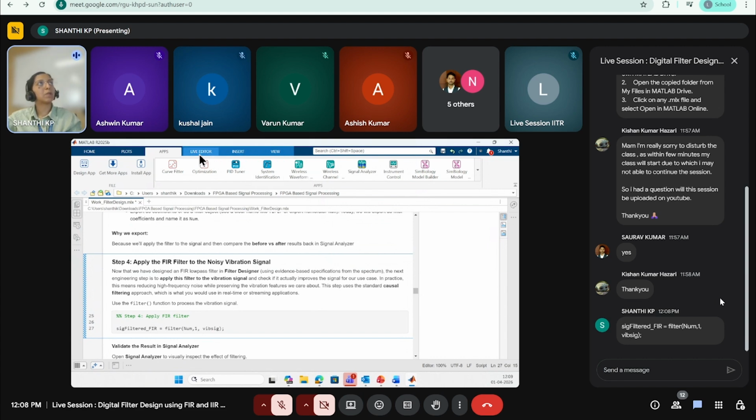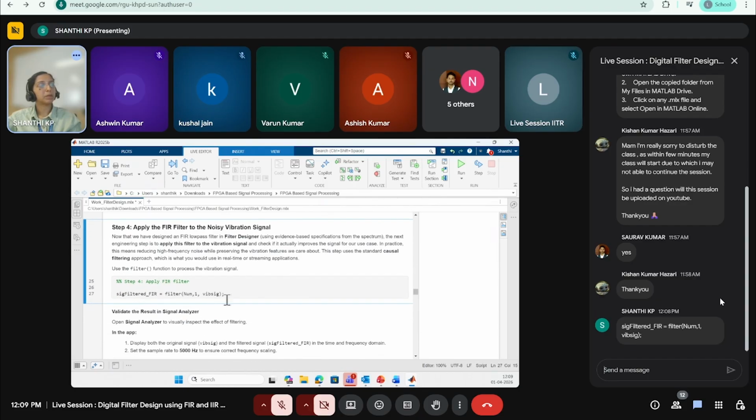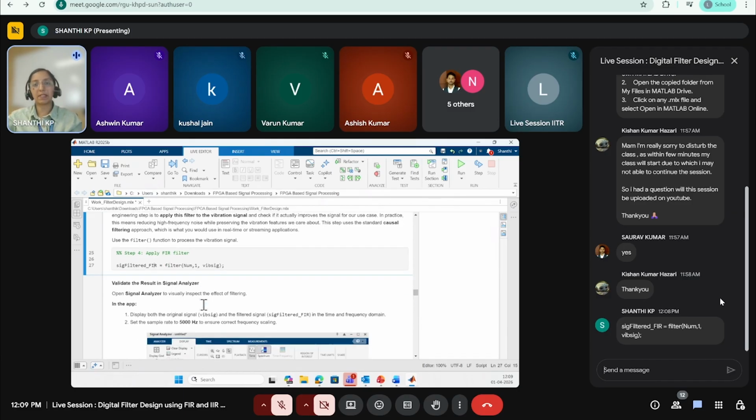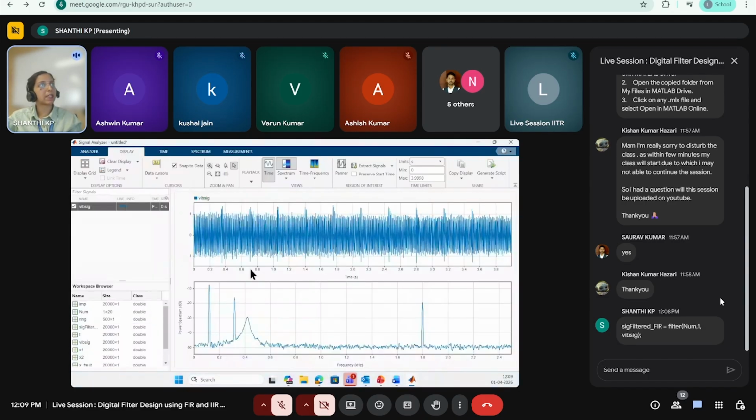After we have the code in place, let's run the section. We have run the section. Now let's validate the results using visualization. We will visualize the filtered signal in both time domain and frequency domain. For that, let's open the signal analyzer app again.